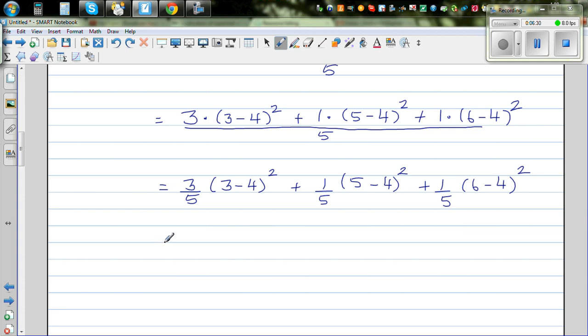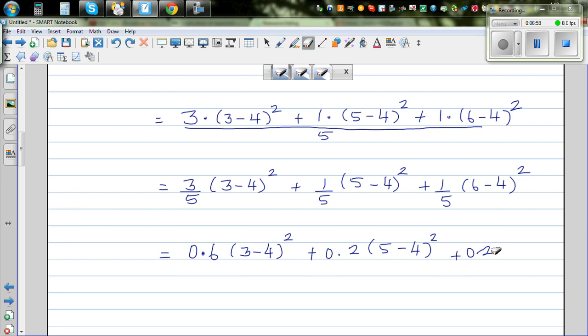This means 3/5 is 6/10, which is 0.6 times (3 minus 4) squared, so let me write this, plus, this is what? This is 2/10, which is 0.2 times (5 minus 4) squared, plus, again, this is 0.2 times (6 minus 4) squared.